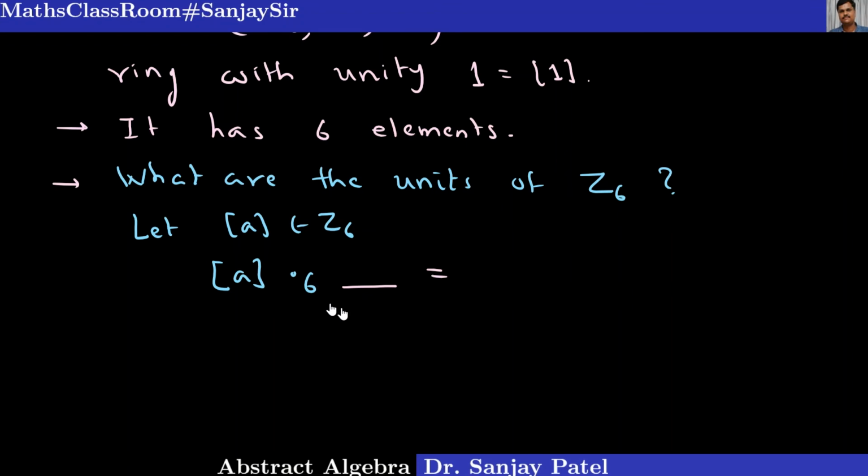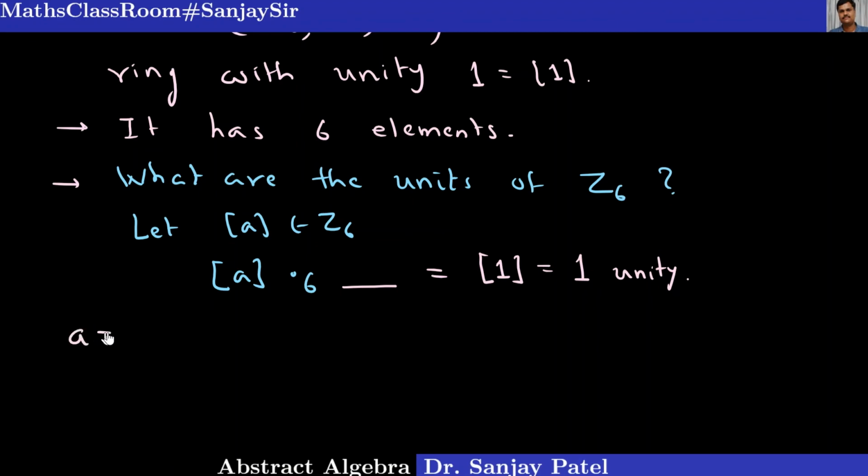so that you will get the answer class 1? The resultant element must be class 1, which is nothing but the unity element, because the identity element for multiplication is unity. So we take them one by one. We always take a non-zero element here.